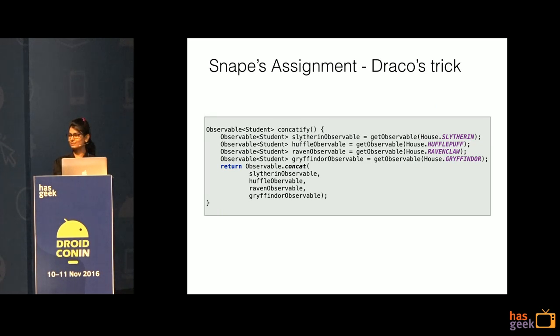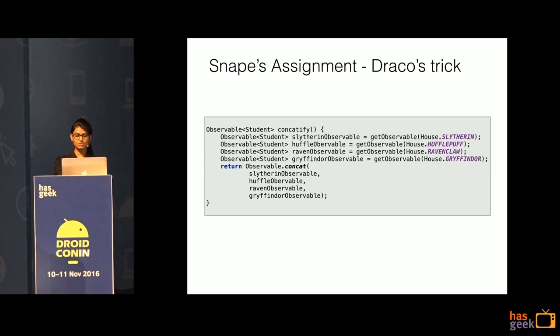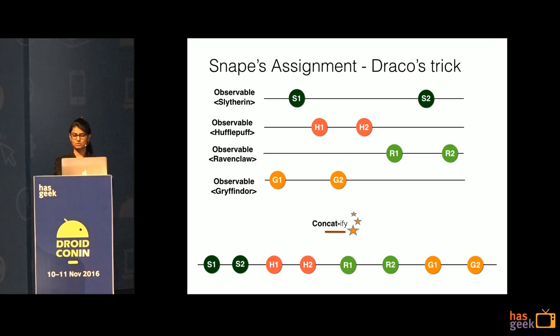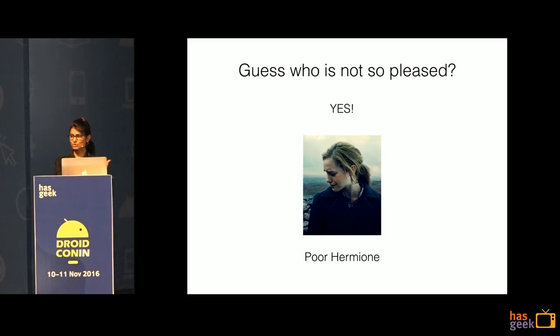He's going to concat these four observables. Let's get the observable of Slytherin, observable of Hufflepuff, Ravenclaw, and Gryffindor, and apply the concat spell over it. Draco applies the concat spell over it, and this is what we'll get. As you can see, we use the Slytherin observable first. So Slytherin is getting emitted first, then Hufflepuff, then Ravenclaw, and Gryffindor is the last. So guess who is not so pleased? Who was the first one to submit the assignment and now she's the last? Yes, Hermione is not so pleased by this.